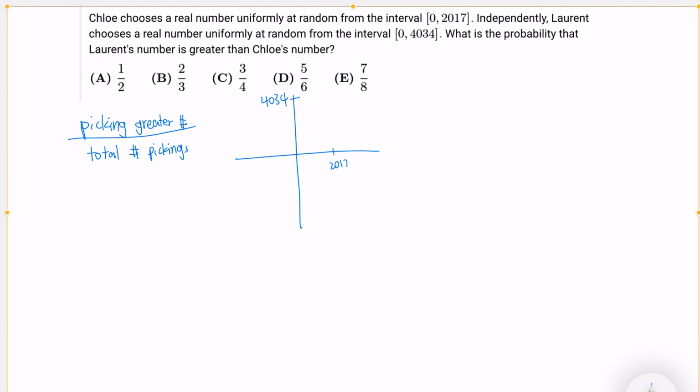So in this graph right here, we see that this section of the x-axis belongs to Chloe because it is in the range of 0 to 2017, and that is the range that Chloe will pick a number from. And then this range right here, this belongs to Laurent. So we are trying to find the probability that Laurent's number is greater than Chloe's number. But what if the number that Laurent picks is the same as Chloe's number? Well, then in that case, the numbers that they pick will be on the line of y equals x.